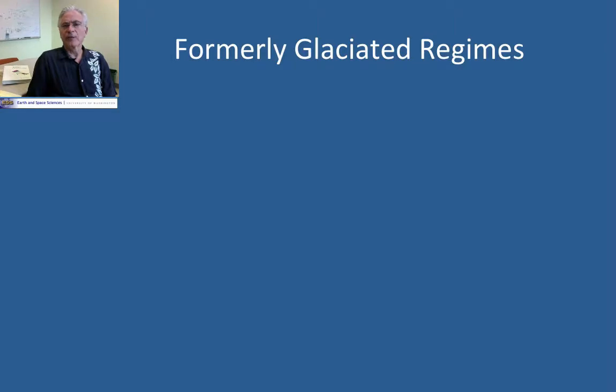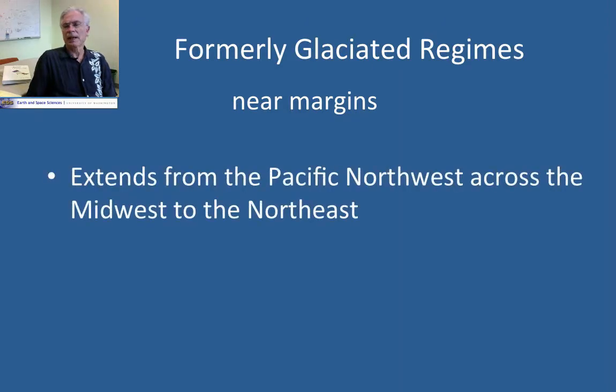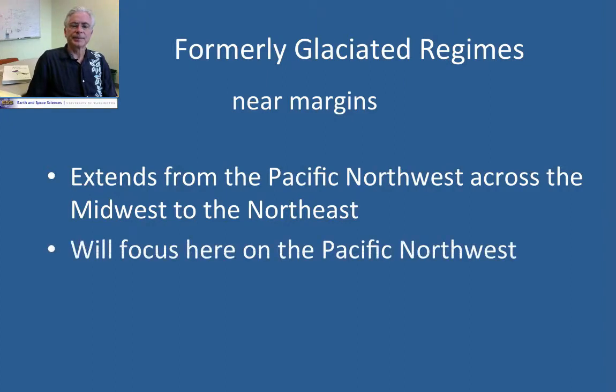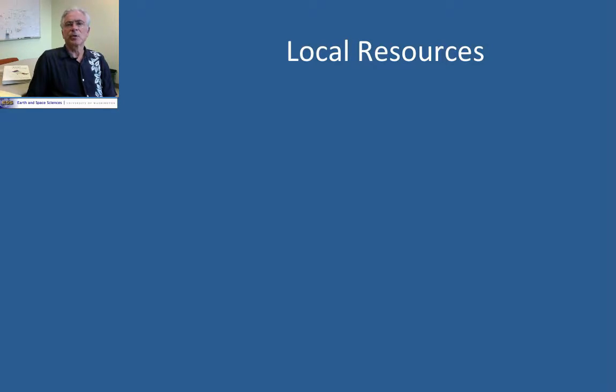Let's talk about the formerly glaciated regions of the United States to begin with. In particular, we're going to look at what were locations that lay on the margins of the great ice sheets. And this region extends from the Pacific Northwest across the Midwest and across the Northeast. We'll focus primarily on the Pacific Northwest with these discussions. There are some local resources that I would like to draw your attention to.